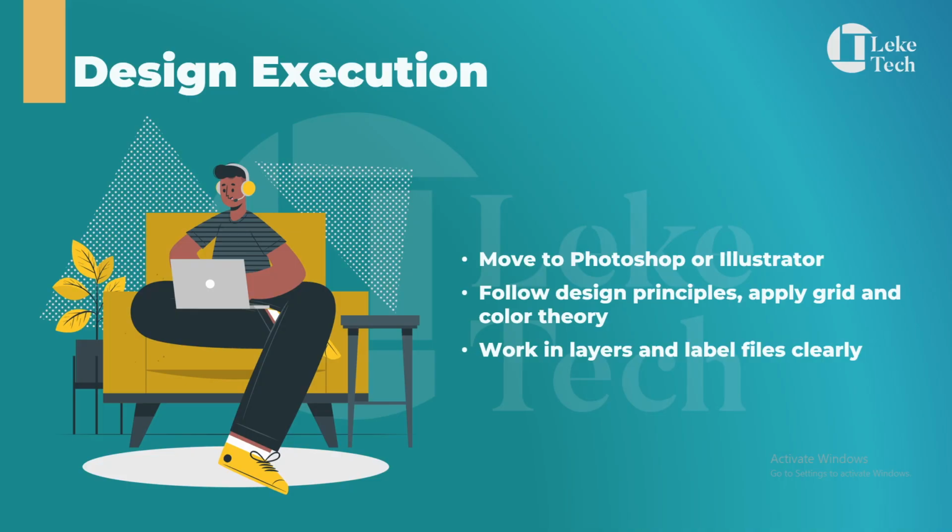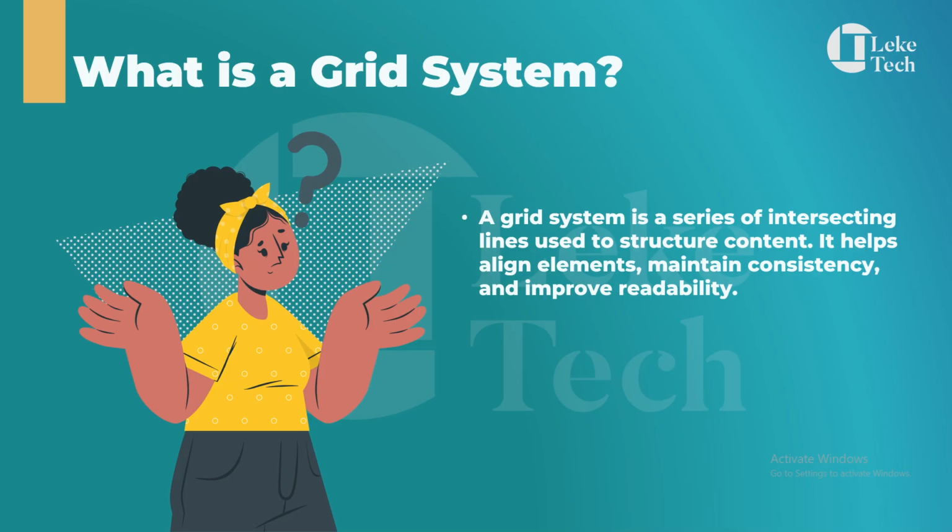Work in layers and label files clearly. We've spoken about this already. So when you come into Illustrator, you apply your design principles, which we've already spoken about. But the thing we didn't speak about is grid systems. What is a grid system? A grid system is a series of intersecting lines used to structure content. It helps align elements, maintain consistency, and improve readability.